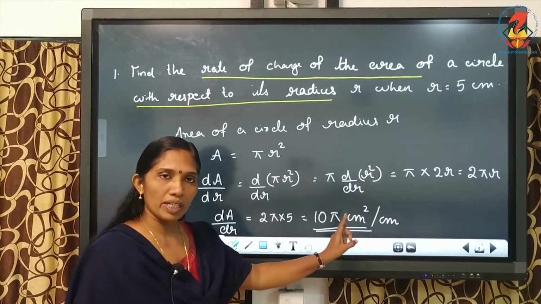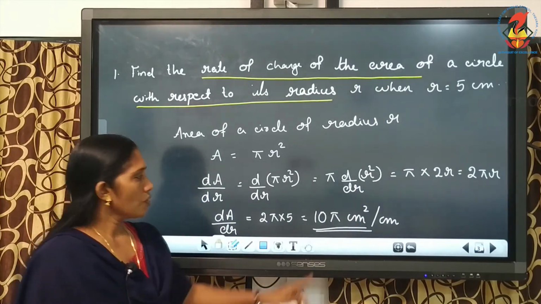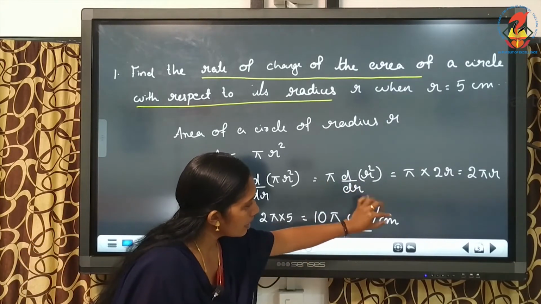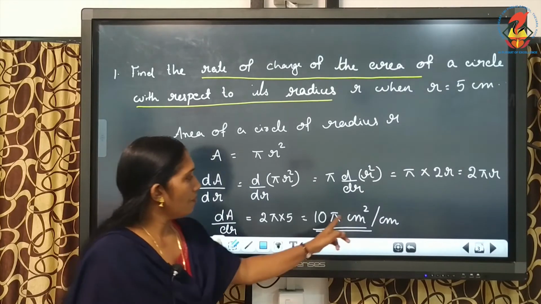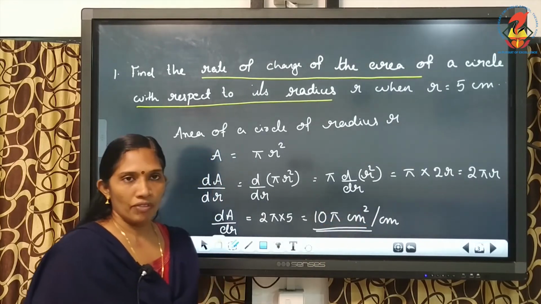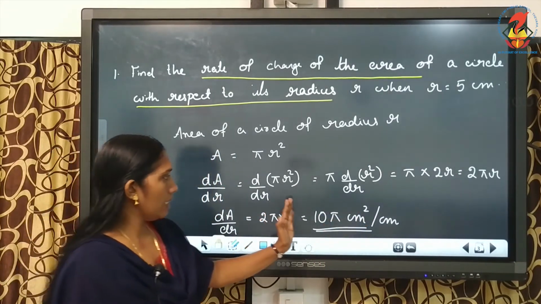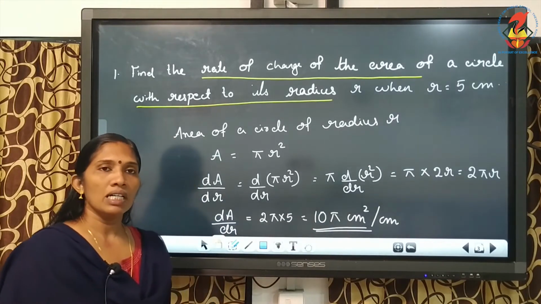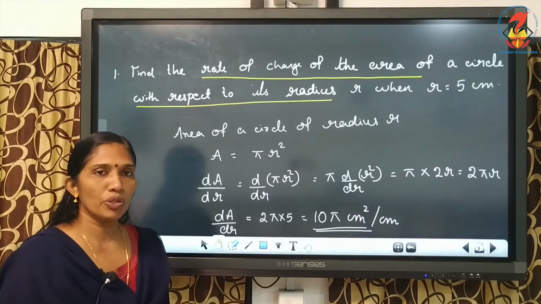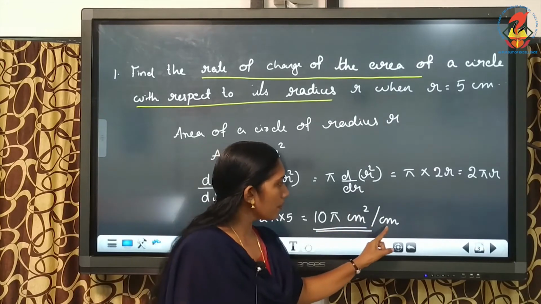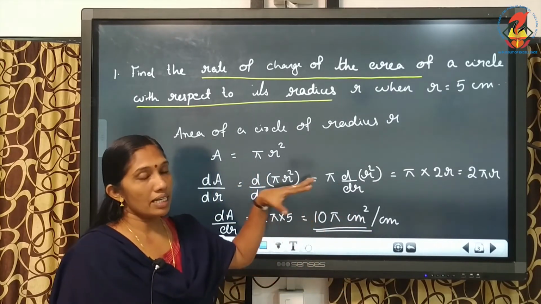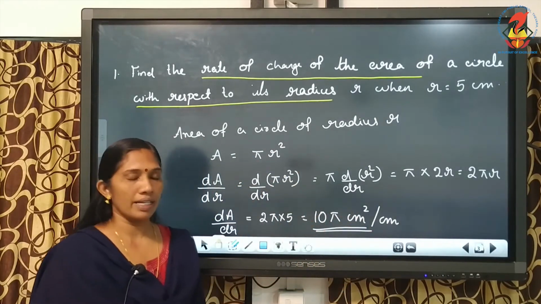The unit is also important, you have to write it. This indicates area with respect to radius. If we cancel, we won't get the idea. If I give 10 pi centimeter, from the centimeter itself we won't get the idea. If it is centimeter square per centimeter, it is the area with respect to its radius.